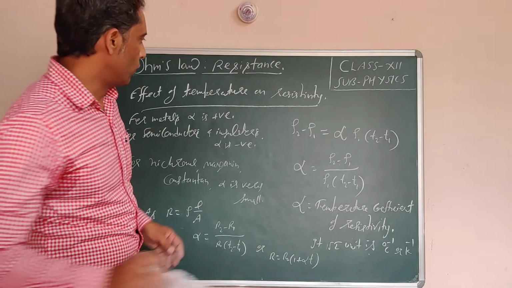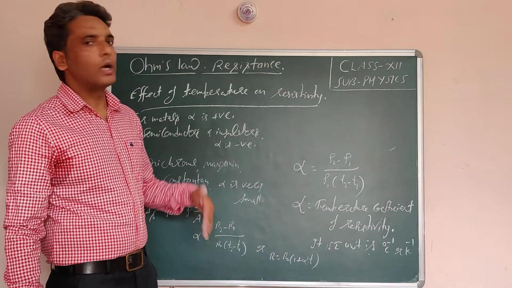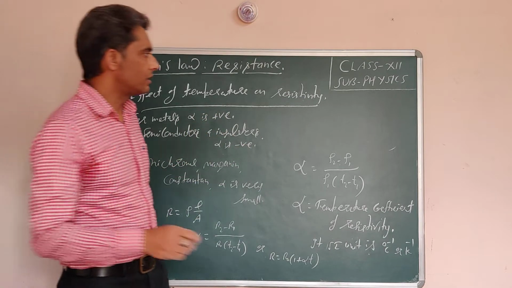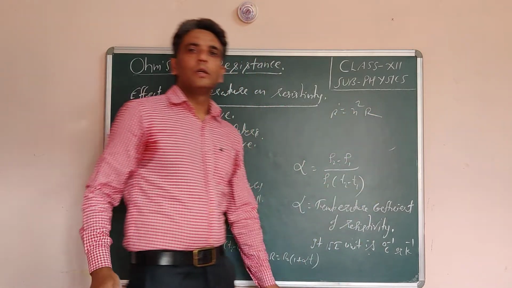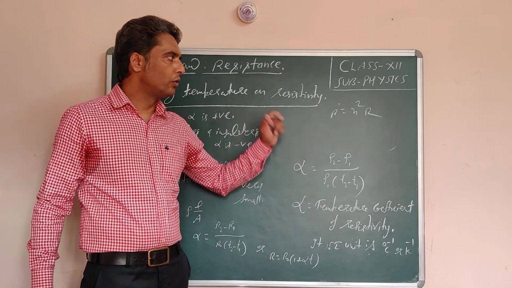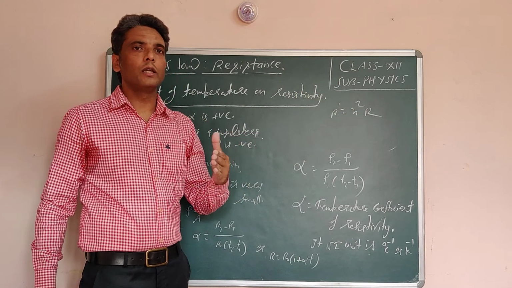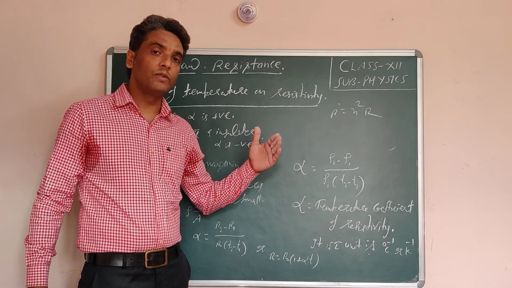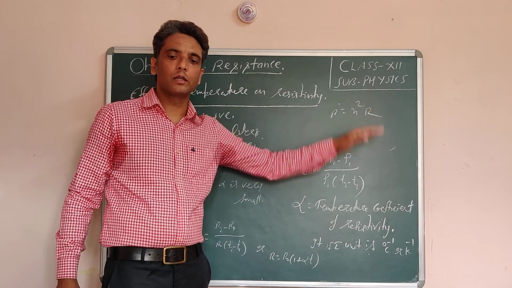One thing more: if a conductor is stretched to n times its initial length, how does the resistance change? The formula is R dash is equal to n squared R. This means if we stretch a wire to double its length, the new resistance will be 2 squared into R, that is 4 times. Similarly, if a wire is stretched such that its length becomes thrice the initial length, then R dash is equal to 3 squared into R, that is 9R.